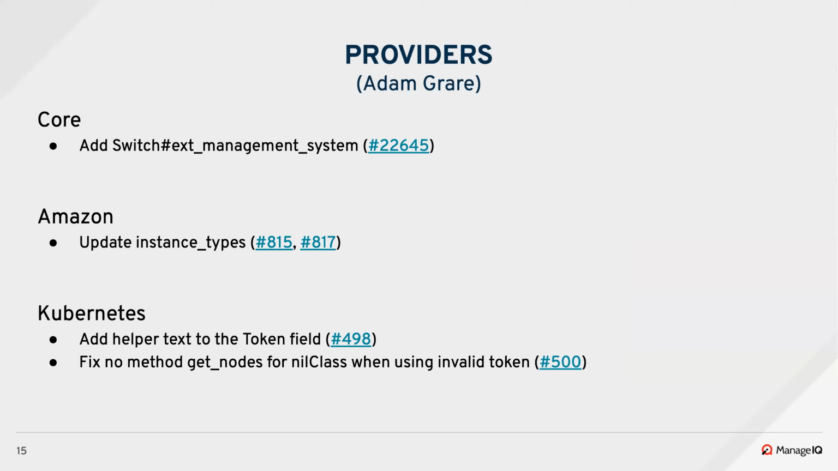For providers this sprint, Keenan added an XC management system association to the switch model so that we're able to display that generically on the UI in following sprints. We updated the list of instance types for Amazon. And for Kubernetes, we added a helper text to the token field. This is due to an issue where a token that's shared between multiple endpoints has to be revalidated if you change it on a different endpoint. And so there's a little helper text to explain to you that that's what has to happen.